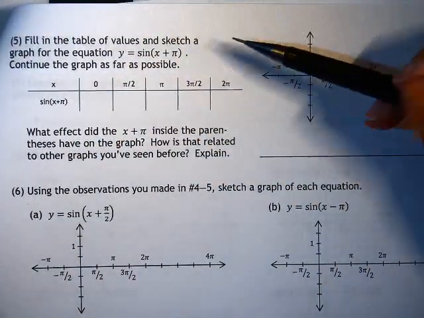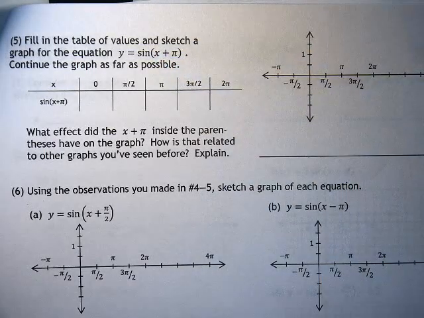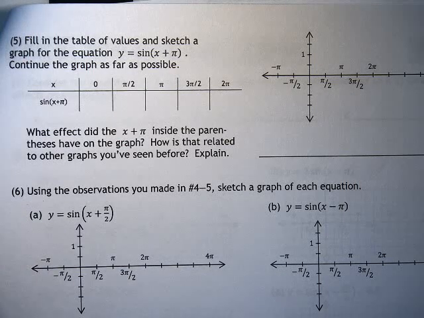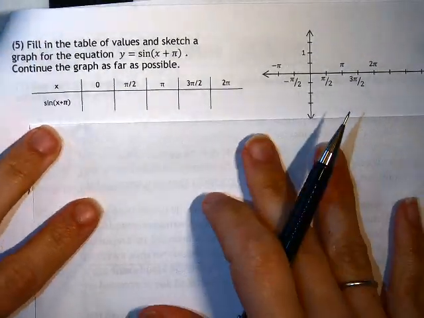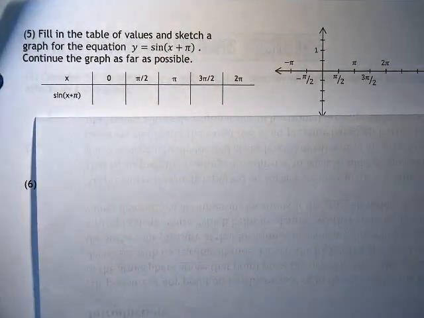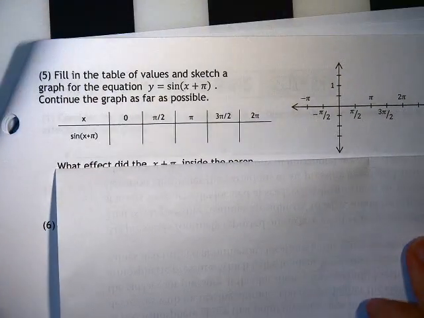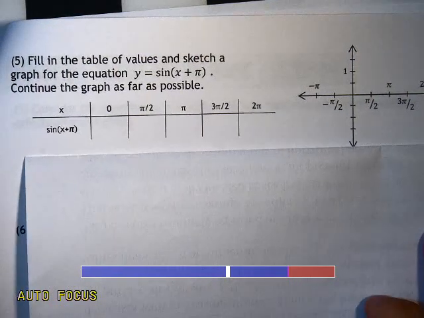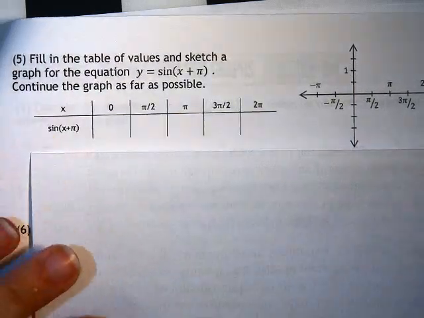In number 5, it says fill in the table of values and sketch a graph for the equation x plus pi. So I'll try to do this one a little bit more quickly, figuring that if you've kind of already got a hypothesis in your head, this might help confirm your hypothesis. And while it's certainly not going to be necessary to do a whole lot of work for these problems in the future, I'm still going to show my work here just so that we can have something to go on, something to make sure that we understand where these points are coming from, so that when we make these hypotheses, it's based on real data. It's based on real numbers.